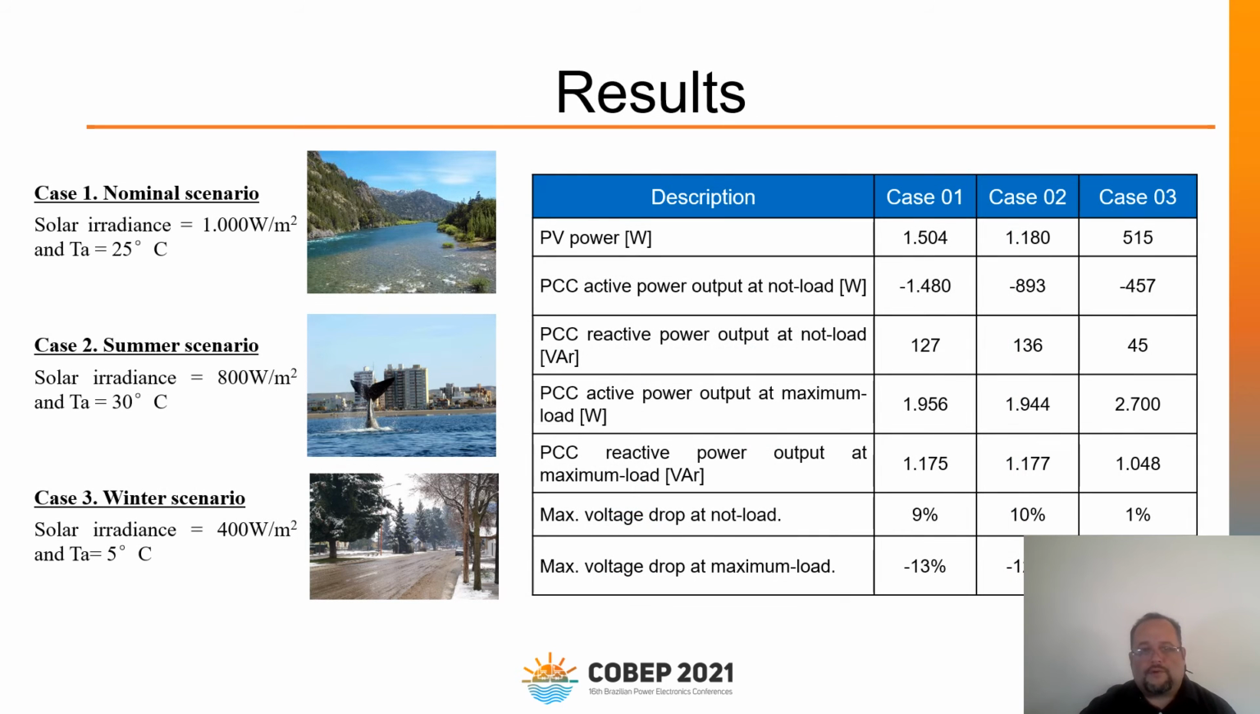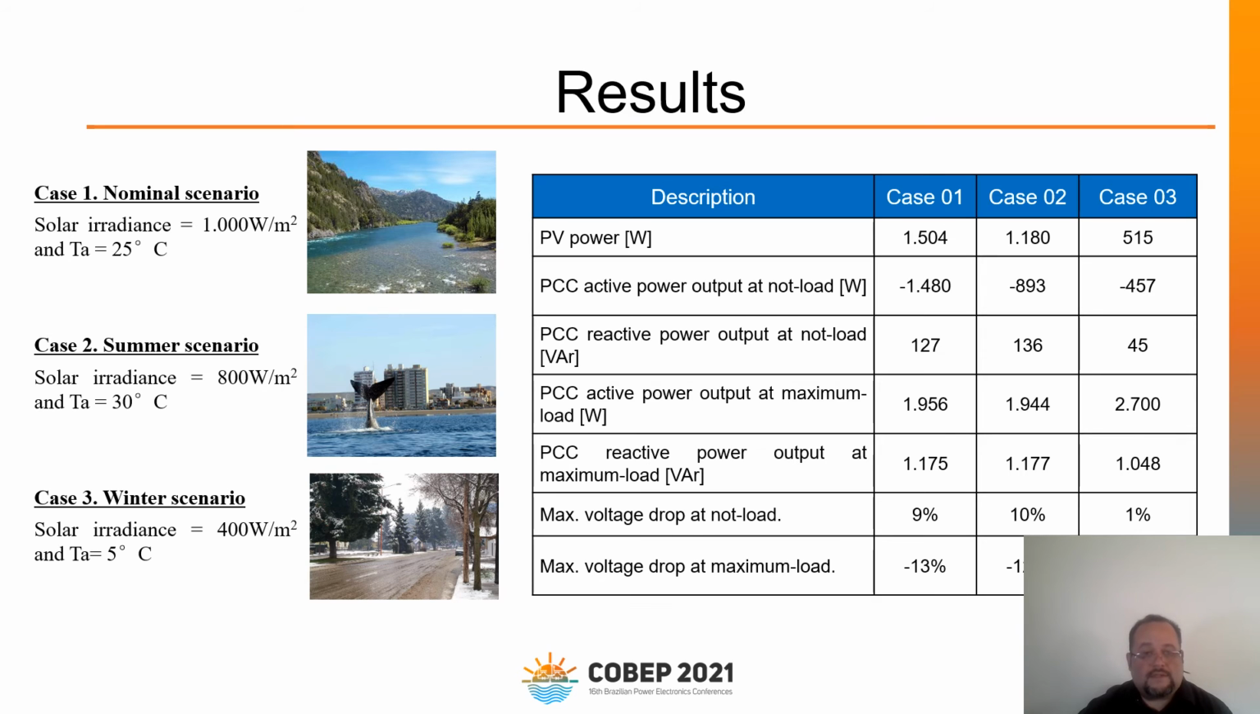A virtual laboratory was done with the following list of cases, which were included in the virtual laboratory guide. Case 1 is a nominal scenario with solar irradiance equal to 1000 watts per square meter and ambient temperature equal to 25 degrees Celsius.